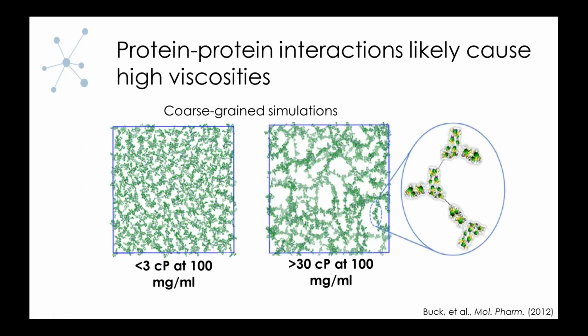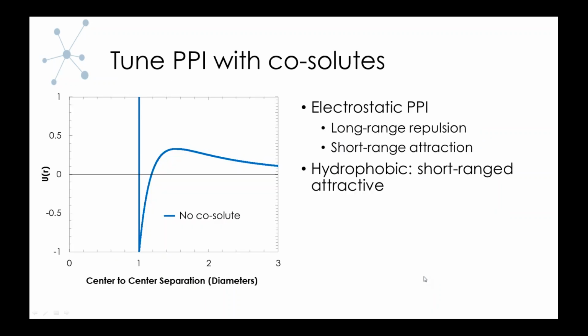Further work has shown, through coarse-grained simulations of these antibodies, that the antibodies that tend to have these more strongly attractive interactions and form more of these networks, as shown on the right, correlate with the antibodies that are very viscous at high concentration, while the antibodies that don't interact in this way are much less viscous.